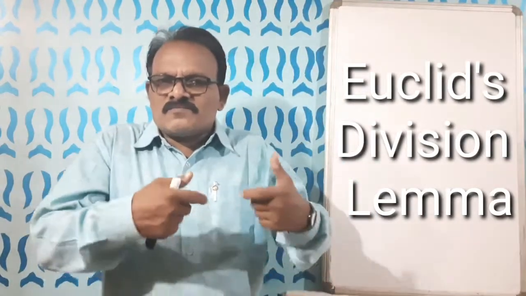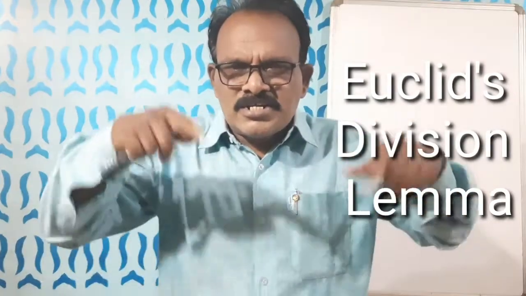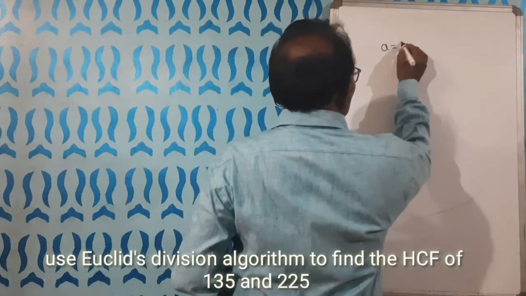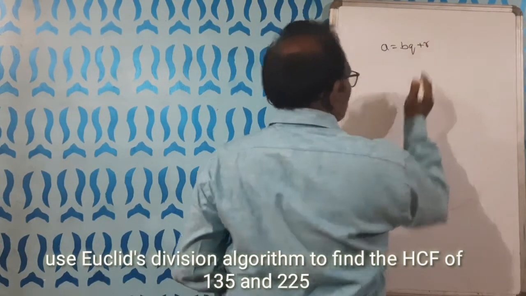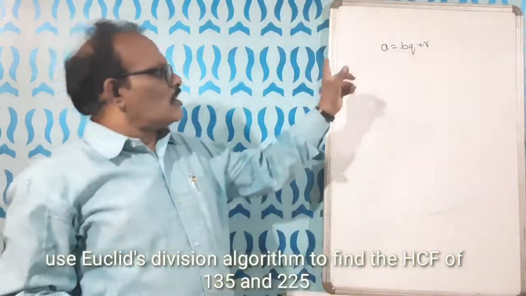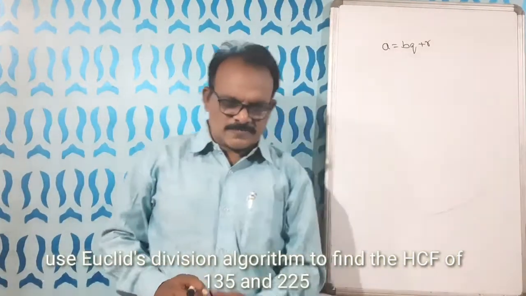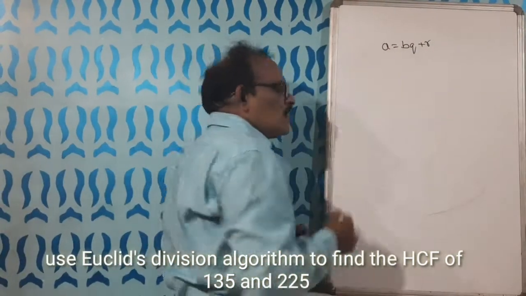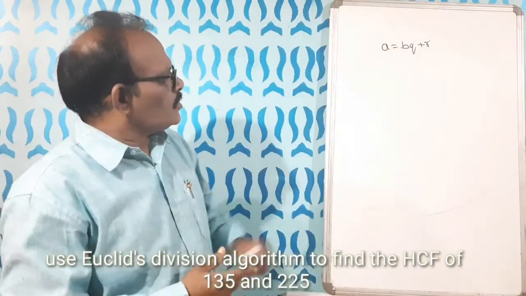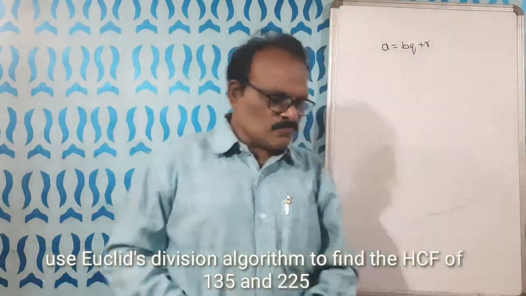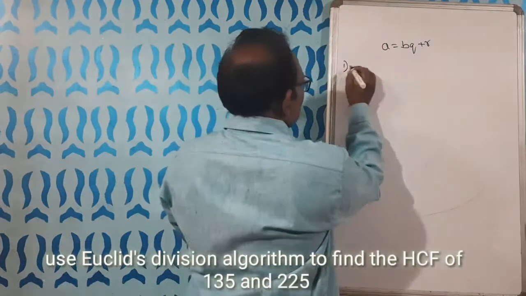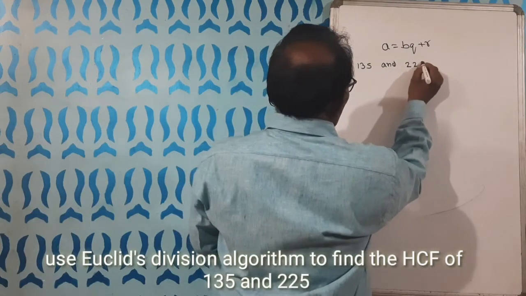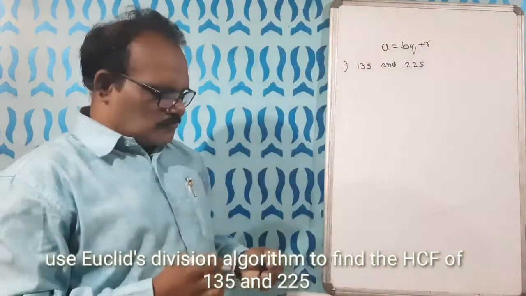Once you hear the word Euclid, immediately you have to start with the formula, that is A = BQ + R. In my previous video, I have already explained this. Today we will solve the problems where A and B are integers, Q is the quotient, R is the remainder. So we have to find out the HCF of 135 and 225 with the help of this formula.